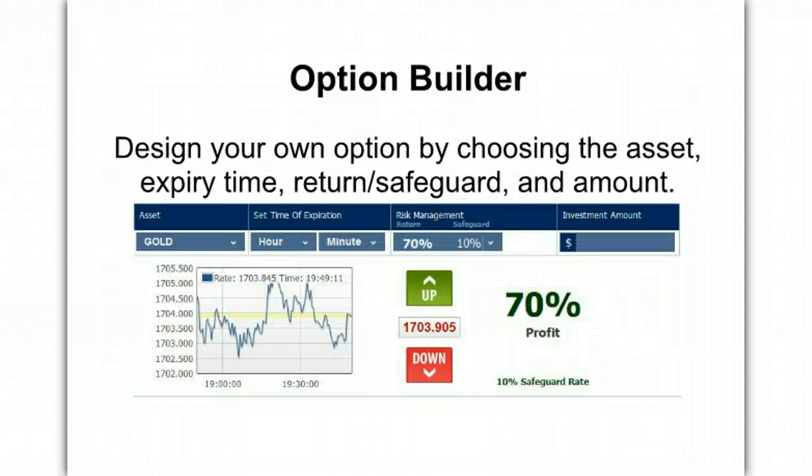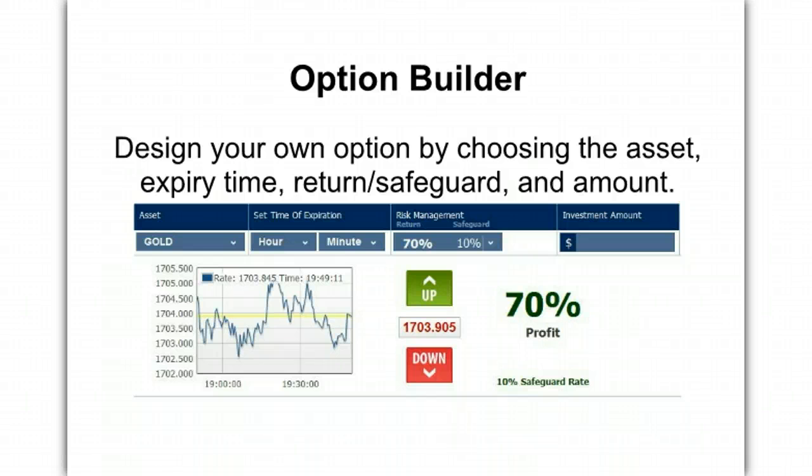Option Builder. Not every platform offers this. However, Bank to Binary is one that does. Basically, this gives you a lot more freedom to make your own trades how you want them. Design your own trade option by choosing the asset, expiry time, and you get to choose your risk management, how much percentage you want, how much is safeguarded, which means if the trade is out of the money, you only lose X amount. You get to decide that for yourself, which makes this very enticing to some people.